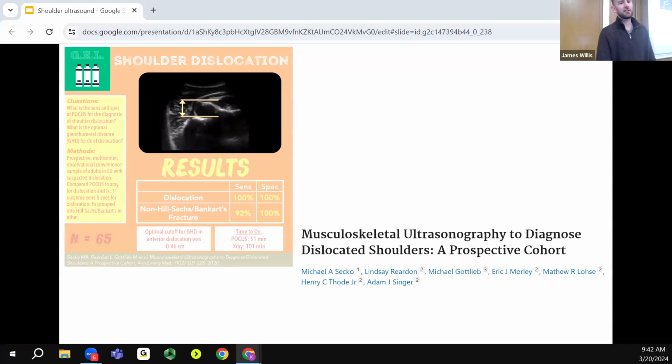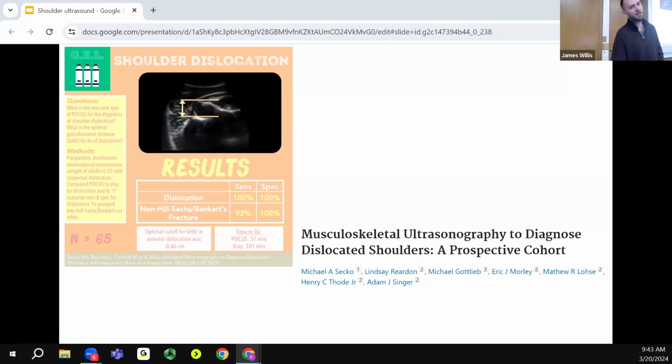So this study compares sensitivity and specificity between X-ray and ultrasound, and shows that ultrasound is just as sensitive and has 100% specificity for anterior and posterior shoulder dislocation on ultrasound. We'll go over what you're looking for.